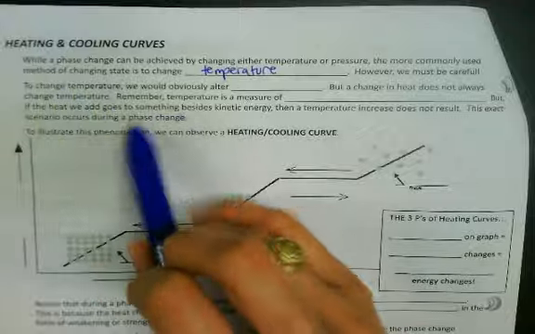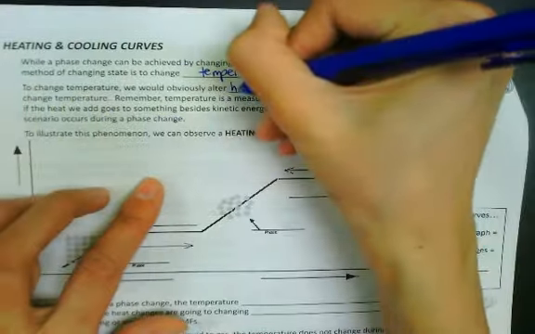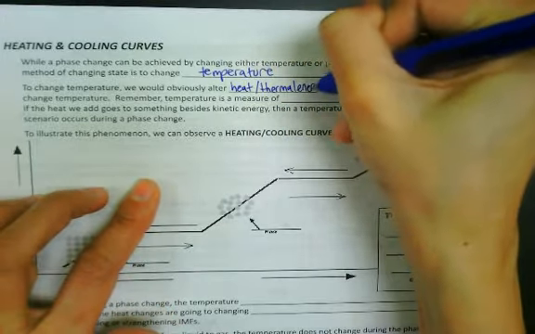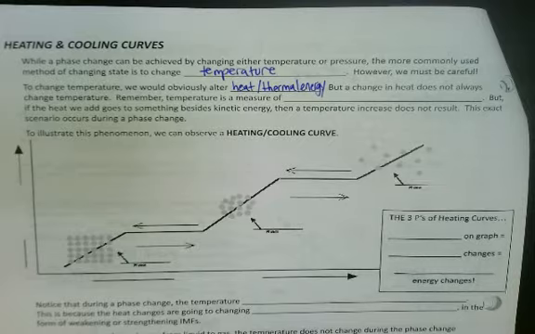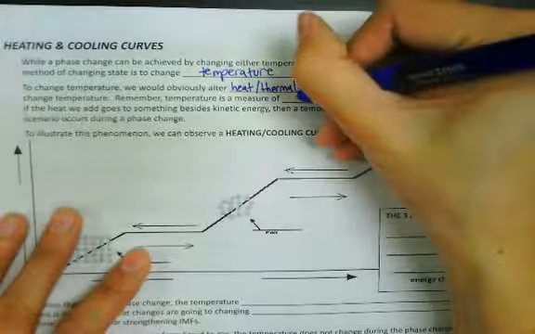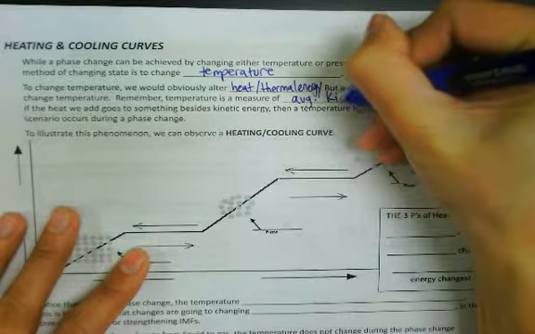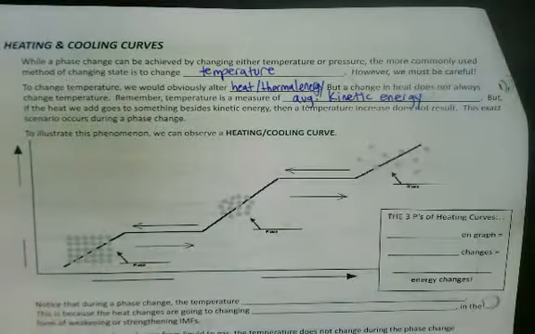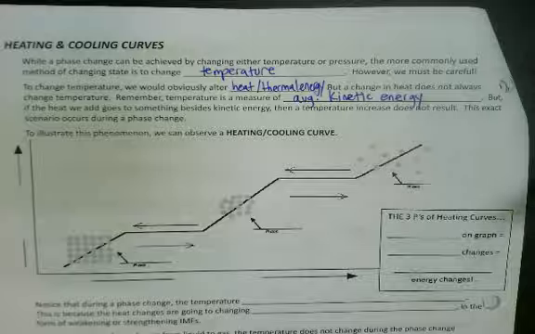So when we are changing temperature, obviously we are going to alter heat or thermal energy, if you want to be specific about it. But a change in heat does not always change temperature, which is what we are going to see in this diagram. Do y'all remember what temperature is a measure of? Kinetic energy, absolutely. Temperature is a measure of average kinetic energy.